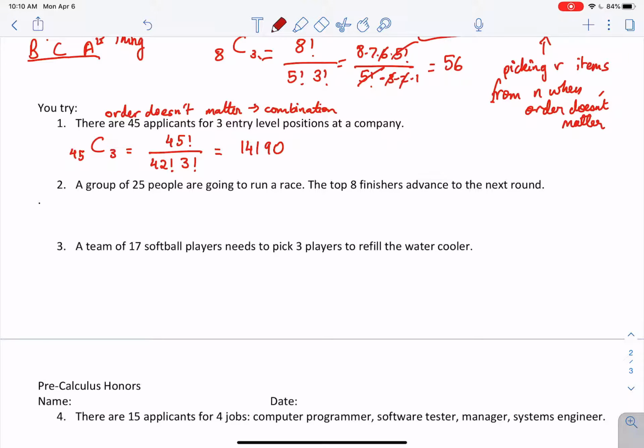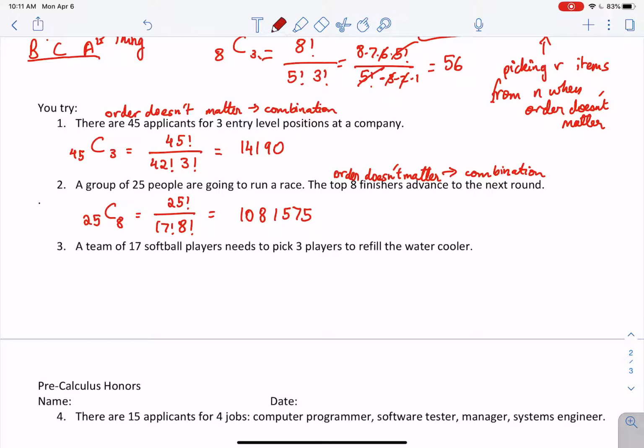Okay, the next one. A group of 25 people are going to run a race. The top 8 finishers advance to the next round. So this one, again, order doesn't matter because it doesn't matter which order these 8 people finish in. We just need the top 8. Those top 8 could be anyone. So again, this is a combination. So 25 C 8. And so I do 25 factorial over 17 factorial, 8 factorial. And I'd have to calculate that. That's a pretty big number.